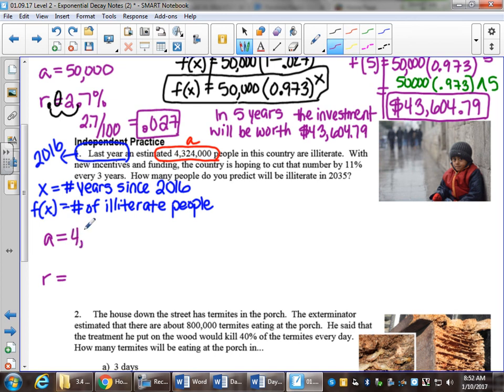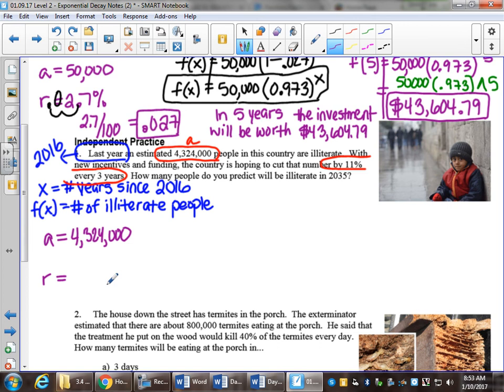So 4,324,000. Now I'm looking for R. What is my growth rate, or quote unquote decay rate? You circle it, and then we'll see if we circle the same thing. They're trying to cut that number or decrease that number by 11% every 3 years. Also include the 3 years in your circle. That's going to matter. We need a rate that is per 1 year, not per 3 years.